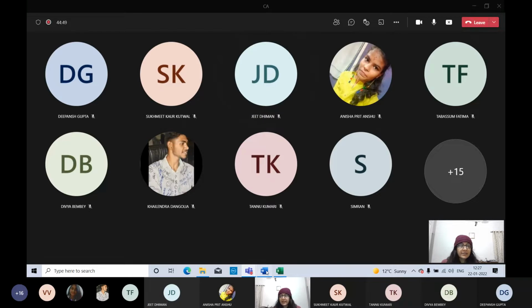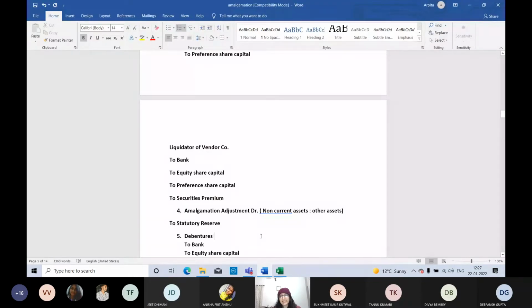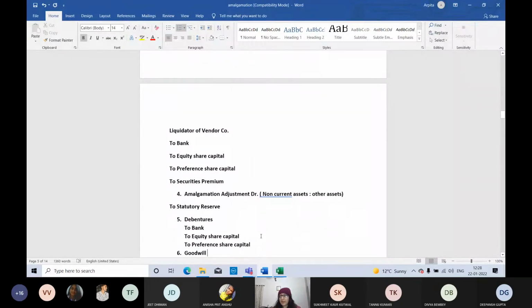Now see guys, in addition to this, there can be things like, let's say you have taken over the debenture holder, right? So we are going to make the payment. If you remember the question we just did, it was given that we have to pay this to the debenture holder, okay? Because that was not part of the purchase consideration, I have to make its payment in the journal entry. So how will I make the payment for the debenture holder? That depends: debentures to bank, to equity share, to preference share. It depends on what I have issued to the debenture holder. Whatever I am issuing to the debenture holder, I make the payment. So this is for the payment of the debenture holder.